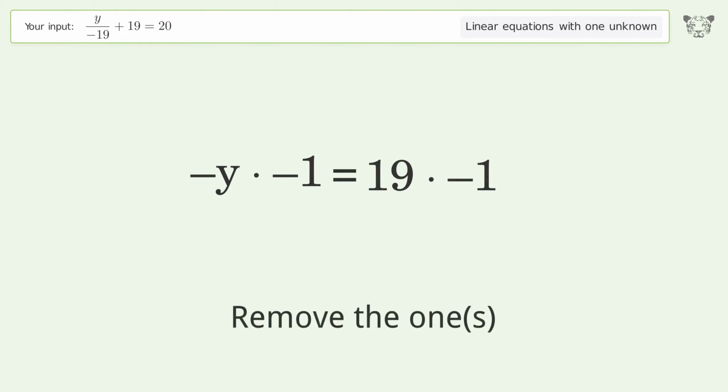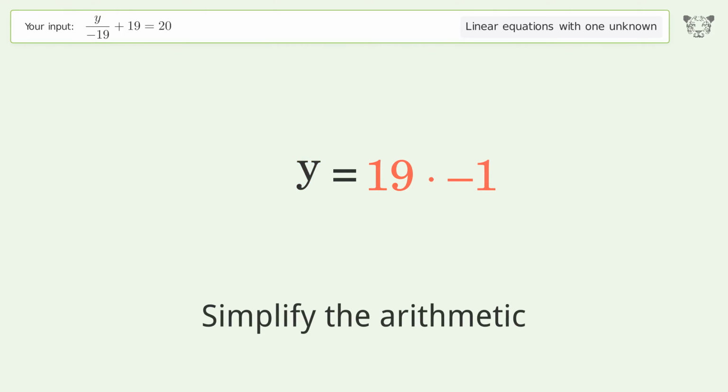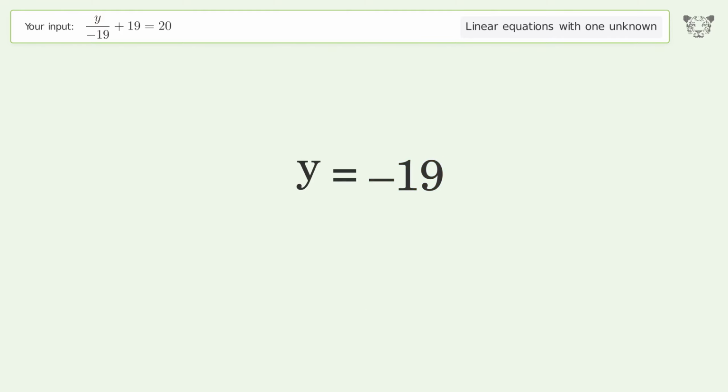Remove the ones. Simplify the arithmetic. And so the final result is y equals -19.